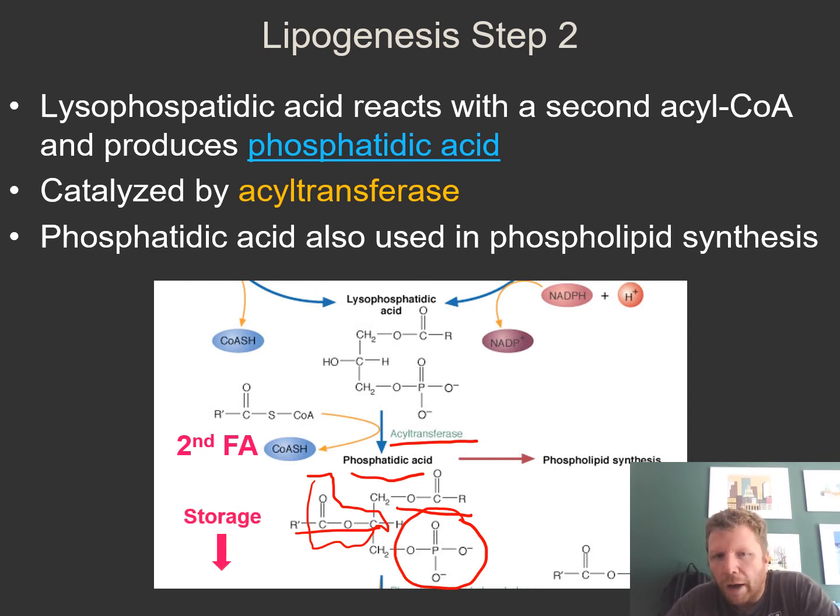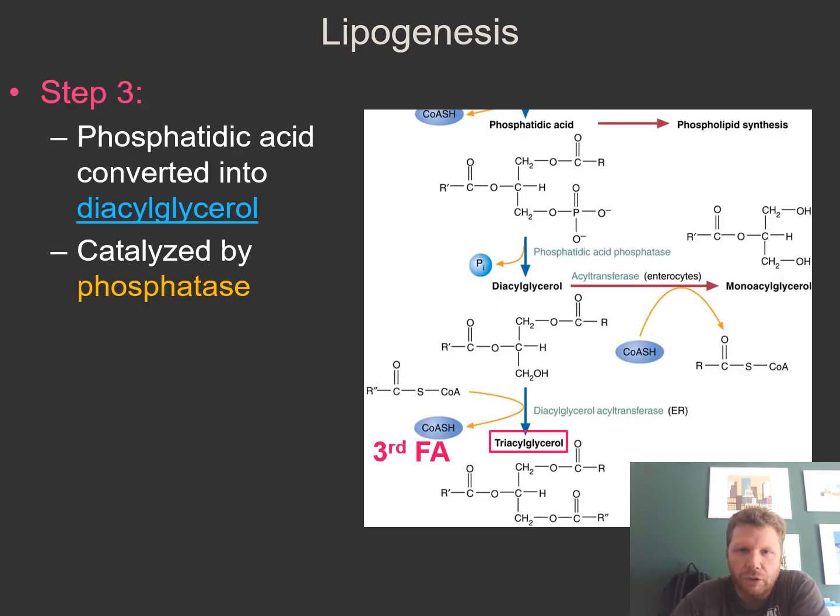Now, one route is that phosphatidic acid still has that phosphate. So we could send that through phospholipid synthesis and make some modifications to that phosphate group, or we could just continue processing it. And we're going to continue processing it, storing those fatty acids. What we're going to do is take phosphatidic acid right here, and convert it to diacylglycerol by removing our phosphate from carbon number 3.